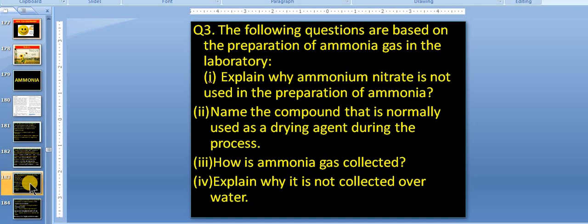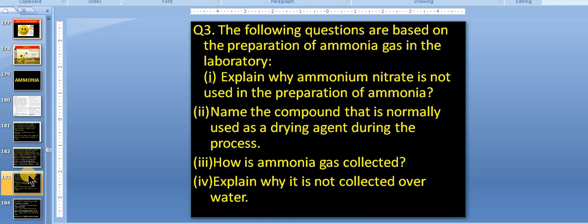Next question, please see. The following questions are based on the preparation of ammonia gas. Explain why ammonium nitrate is not used; this you have already told me. Name the compound that is used as a drying agent. What is the drying agent used in the preparation of ammonia? That is lime. Whenever the name is asked, please write calcium oxide instead of CaO. If you are very keen to write CaO, write calcium oxide and put CaO in brackets. Please write in the same manner.